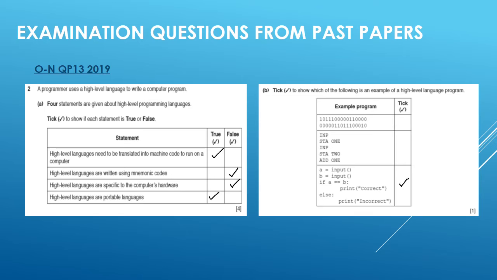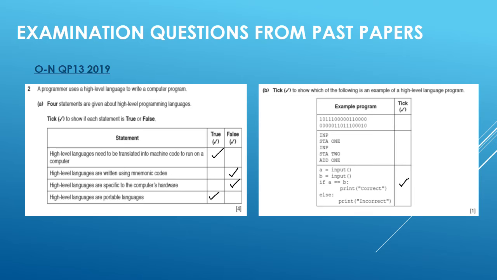High-level languages are specific to computers' hardware. No, it is also false, because assembly language or the machine language are specific to the computer hardware. And the last statement is high-level languages are portable languages. Yes, true, because the program written in one machine can be executed on any other machine.